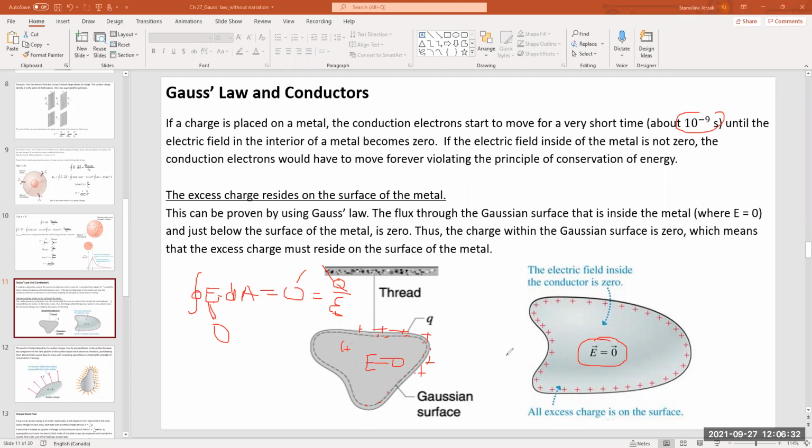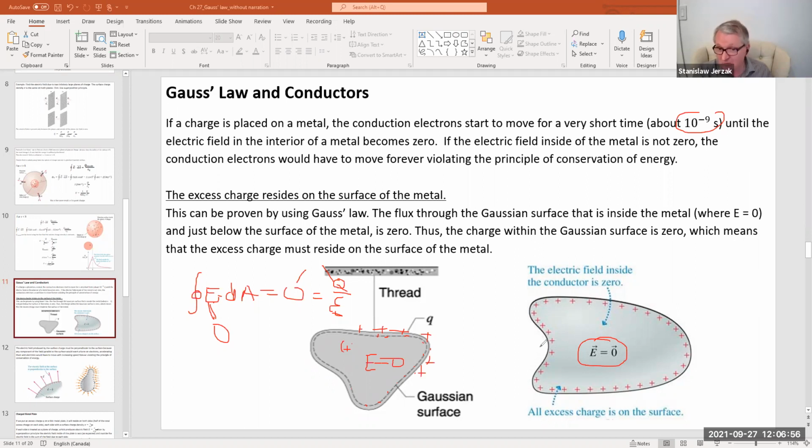What if the charges are too much for the surface of the metal? What do you mean, too much? No matter how much you put, all that excess charge which you put on the metal will go to the outside of the surface.